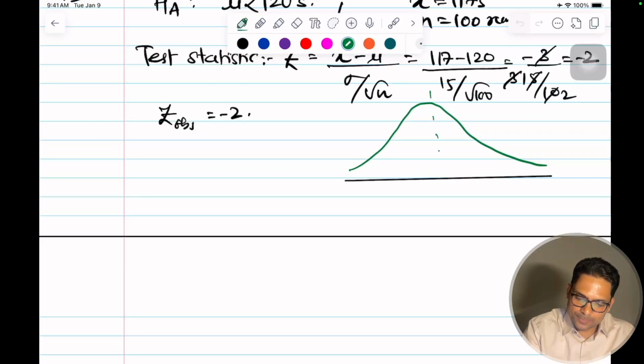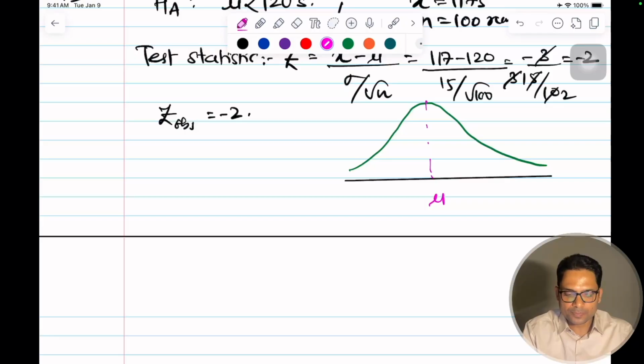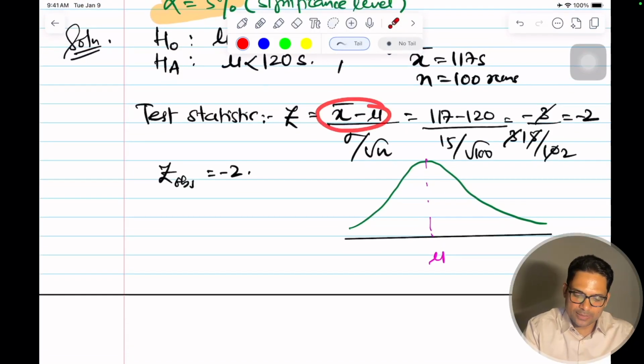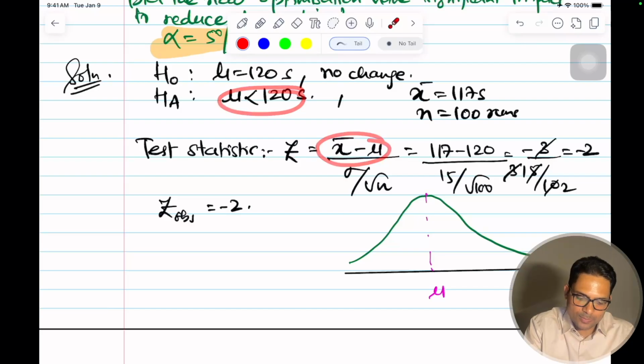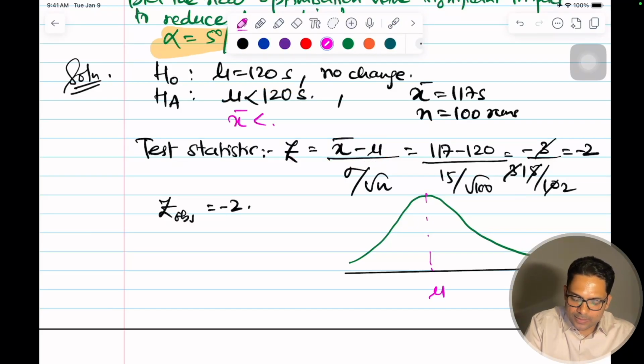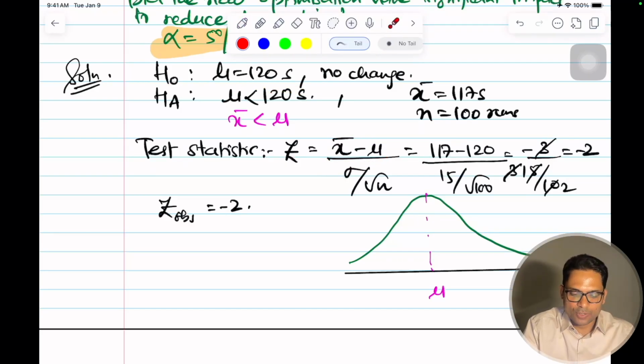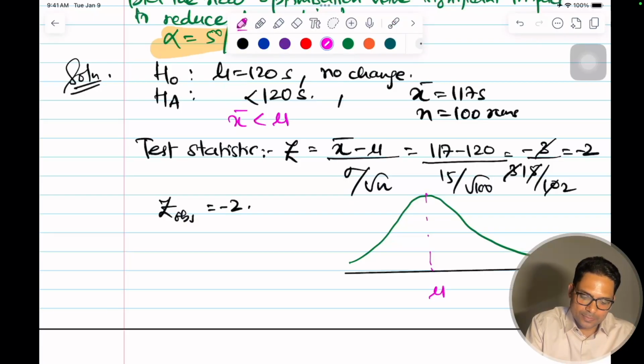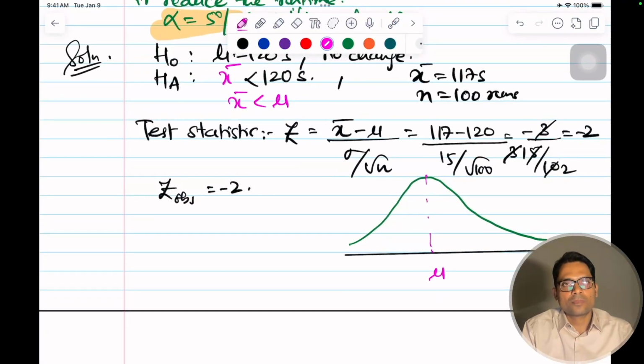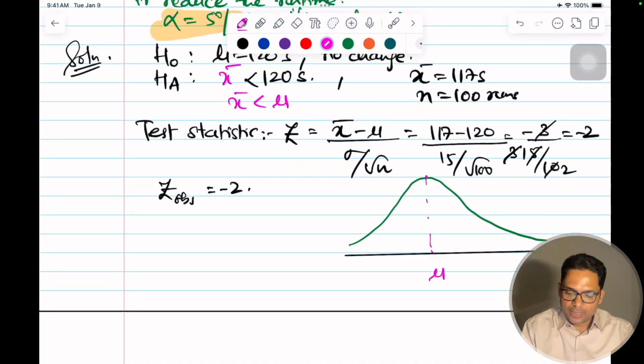So for example, this is my mean here, whatever is the mu. Here this x bar is less than this. This is what we are doing, that x bar is less than mu. This is my alternate hypothesis: x bar is less than mu. That's what we are saying, and that's what we want to ascertain.